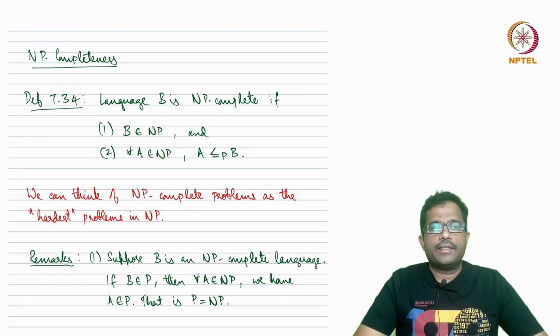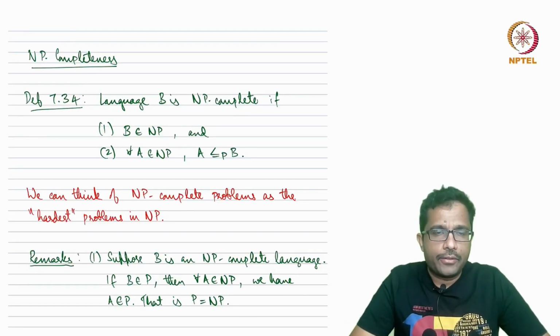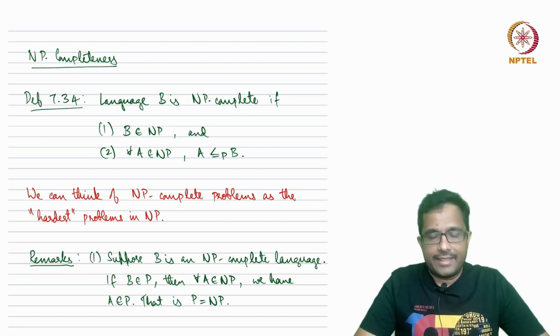Hello and welcome to lecture number 49 of the course Theory of Computation. This is going to be a quick but a very important lecture. In the previous lecture, we saw the notion of polynomial time reductions.